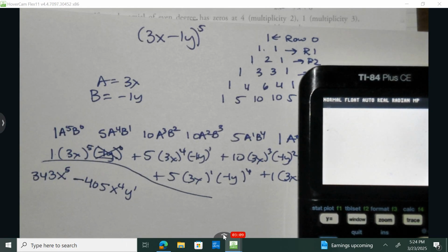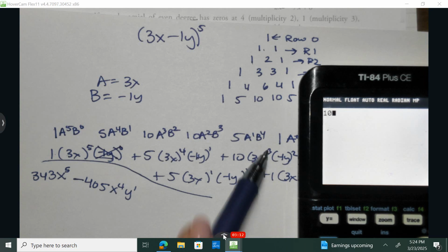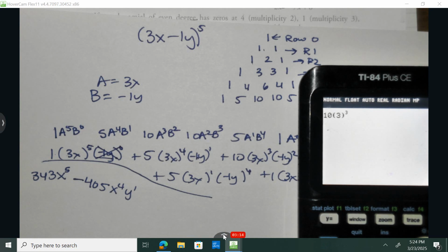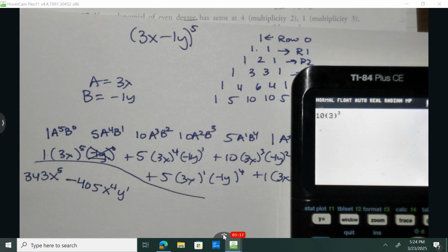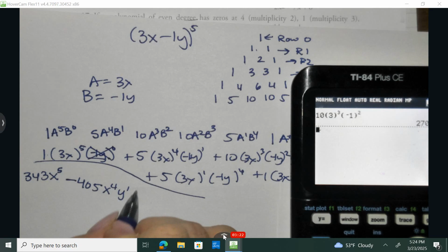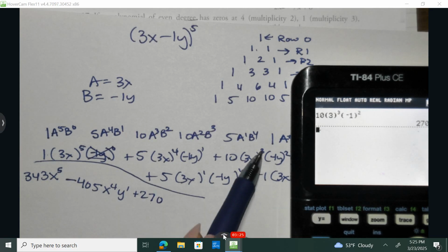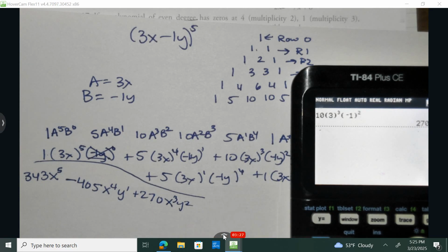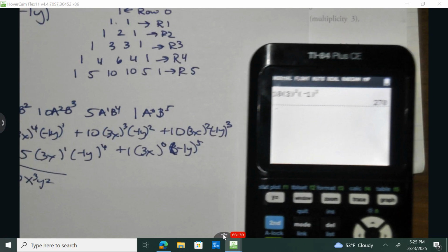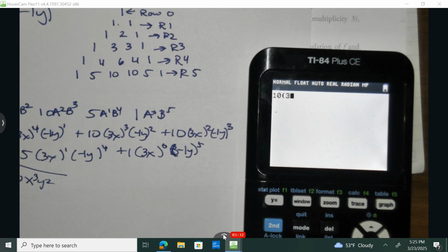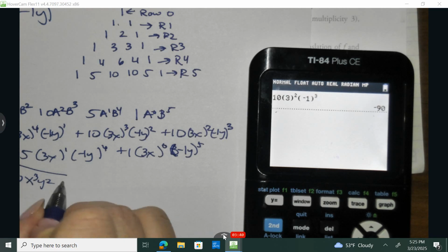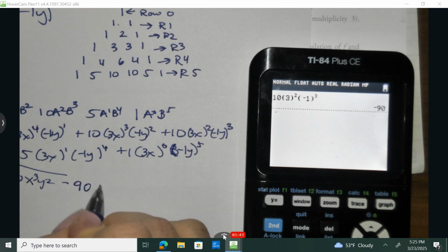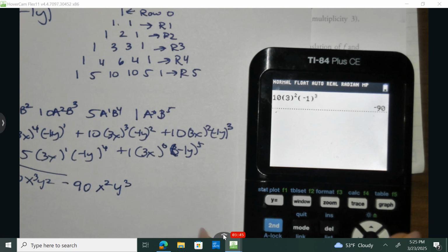Okay, in the next term, I'm going to have a 10, and then 3 raised to the 3rd, and negative 1 to the 2nd. Negative 1 squared. And we end up with a positive 270, and we have x to the 3rd, y to the 2nd. Let's move on to the next part. We have 10 times 3 raised to the 2nd power, and we have negative 1 to the 3rd power, and we end up with a negative 90, x squared, and y to the 3rd.